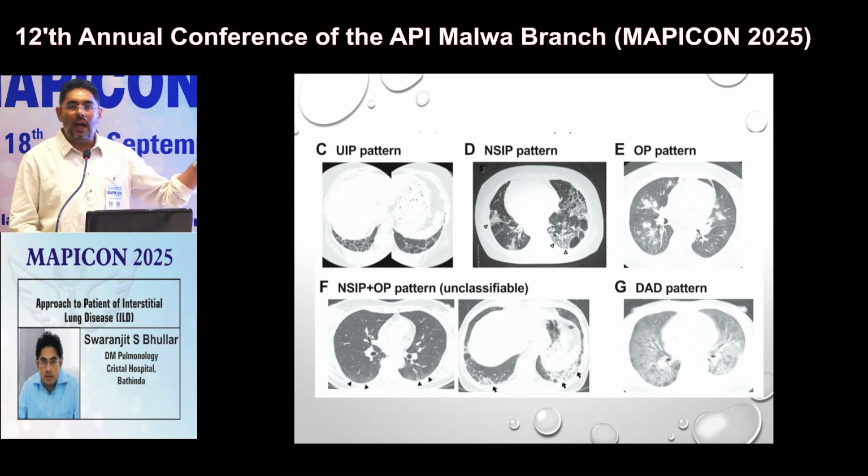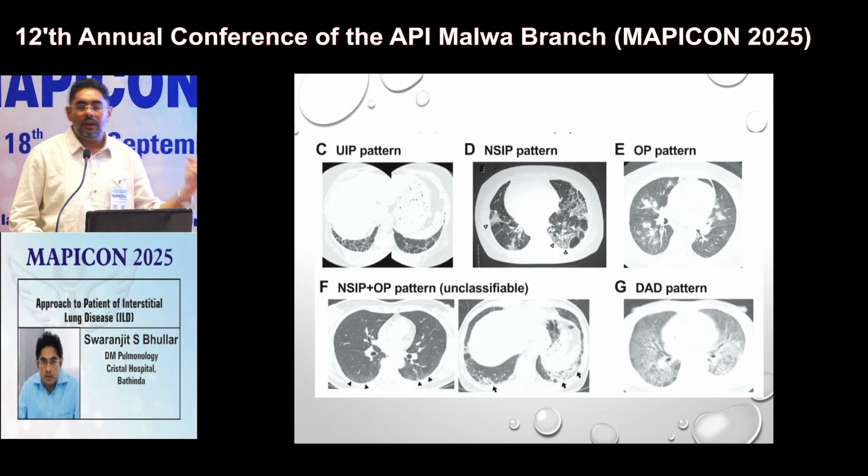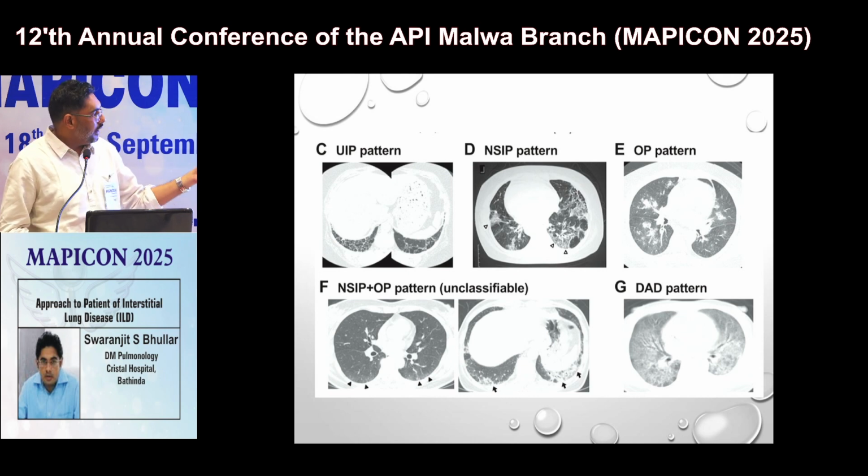This is one of the ILDs which, if treated well, may have its HRCT come back to normal. So cryptogenic organizing pneumonia is one of the few ILDs which may be completely reversible. It's very, very rare to have a reversible ILD, and cryptogenic organizing pneumonia is one of them. Then you have different combinations like NSIP plus OP.